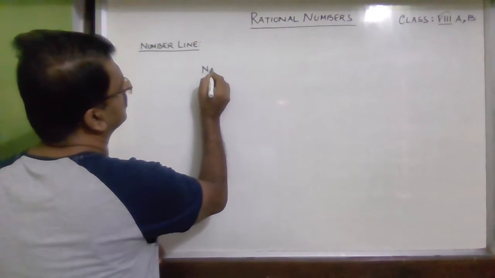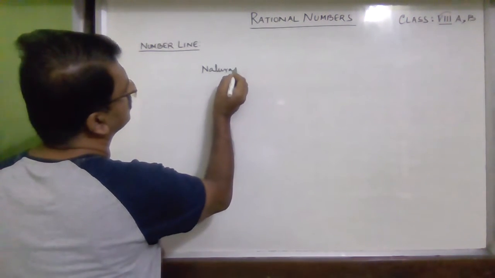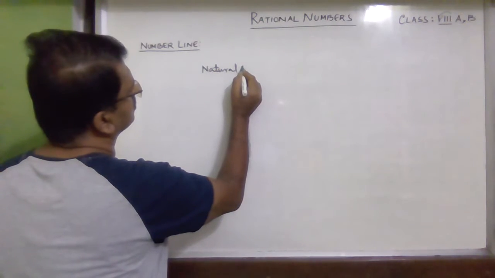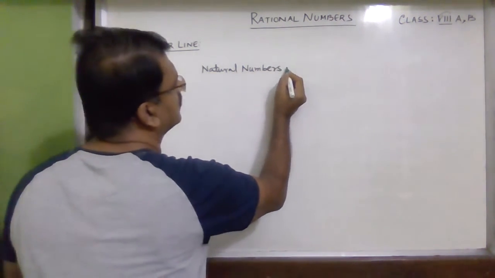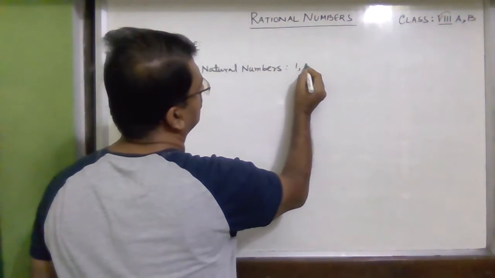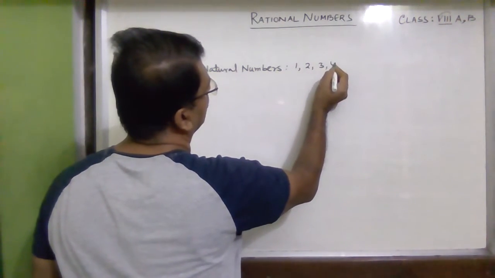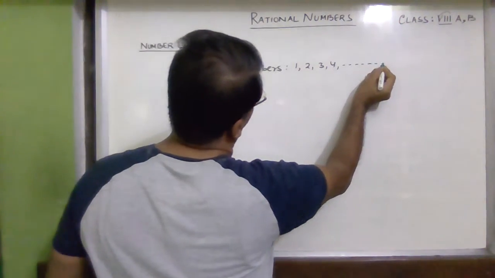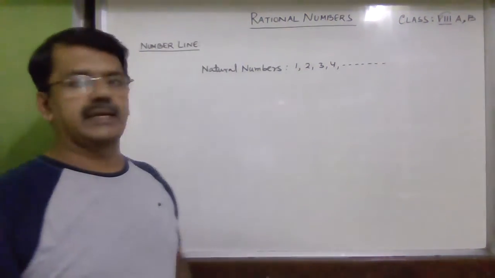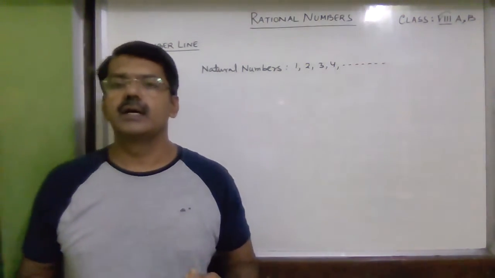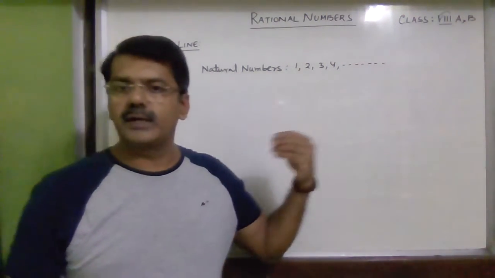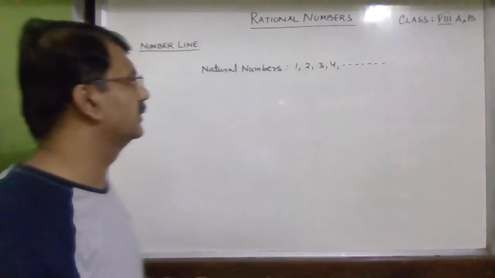natural numbers. Natural numbers are 1, 2, 3, 4, and so on up to infinity. Natural numbers start from 1. All the counting numbers are natural numbers. So it starts with 1, 2, 3, 4, 5, and so on up to infinity.